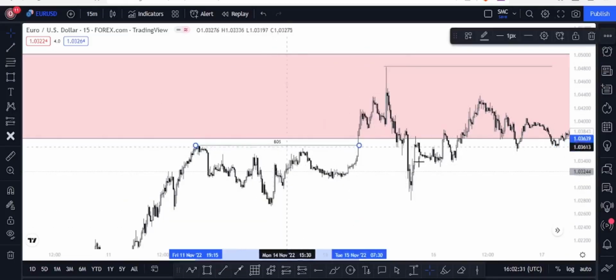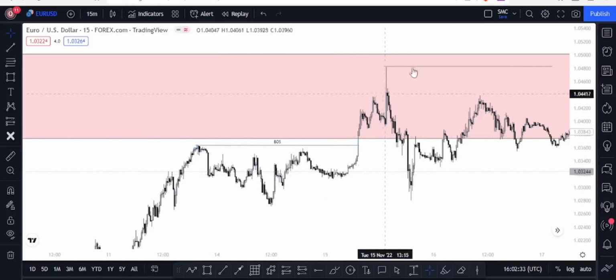So that's a break of structure now. Why? Because it has produced another high. I want you to understand, guys, that this is not your high. This is not a valid high. Neither is this a valid high. This is not a break of structure, neither is this one. I want you to understand that.